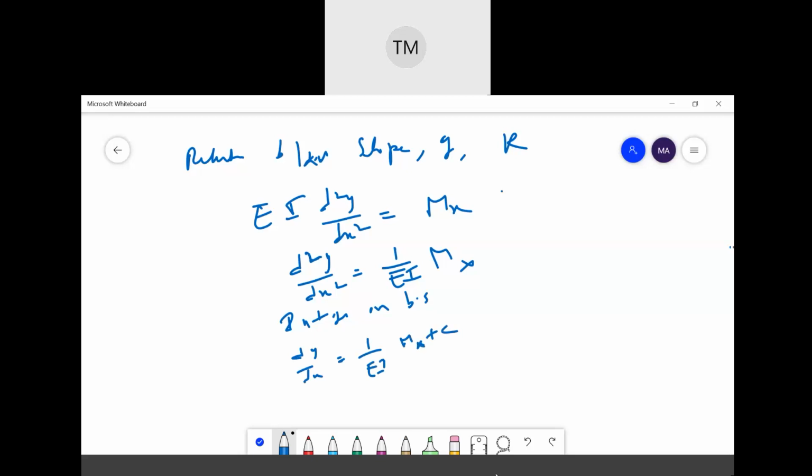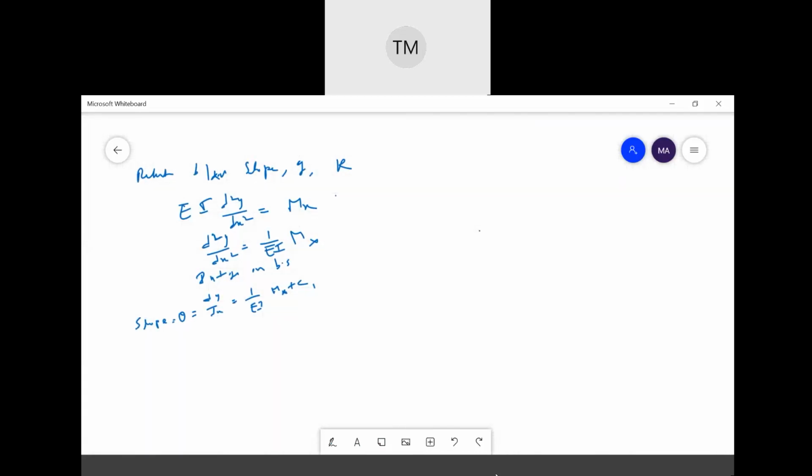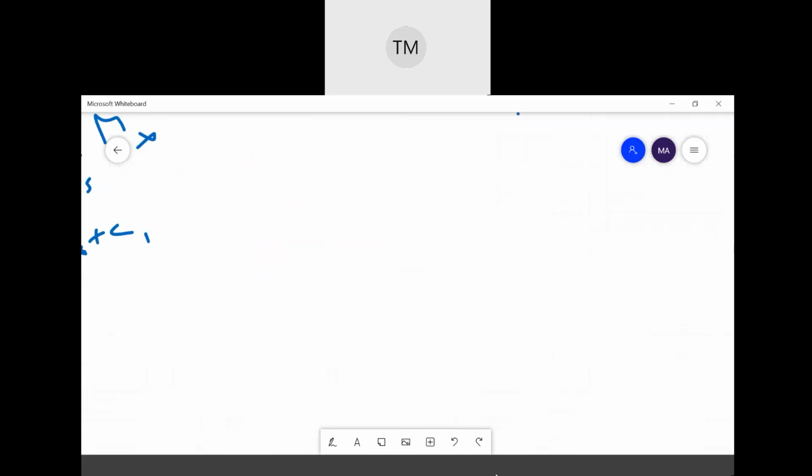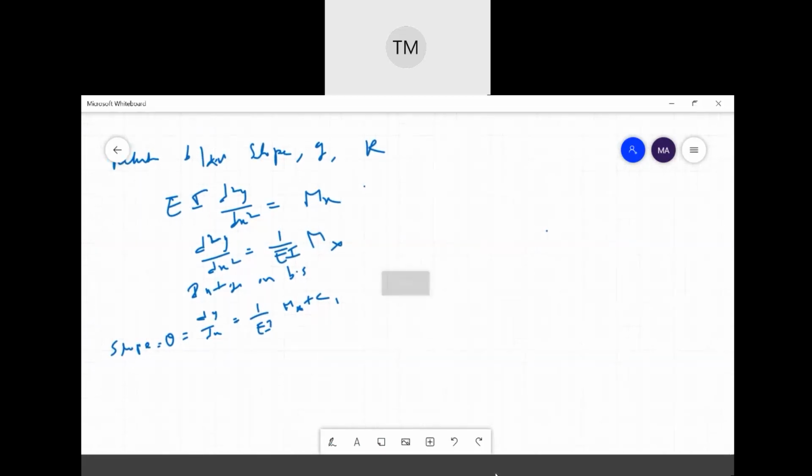It will become dy by dx, where dy by dx is nothing but your slope theta. This c1 is nothing but a constant. Then what will you do? Again you will integrate on both sides.